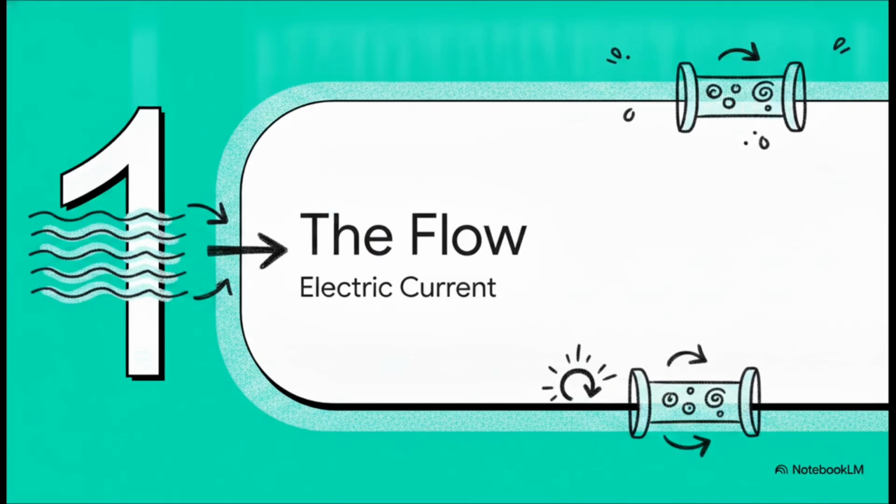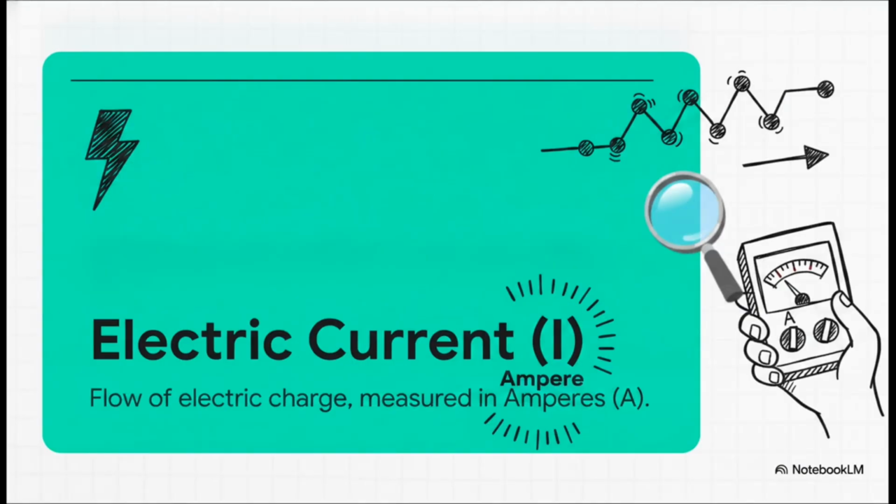All right, kicking things off with step 1, the flow, electric current. If we think about our water pipe analogy, electric current, which is represented by the capital letter I, is the actual water physically moving through the plumbing of a house. Without this movement, literally nothing else matters. By definition, it's simply the flow of electric charge. That's it. It's just electrons moving along a path.